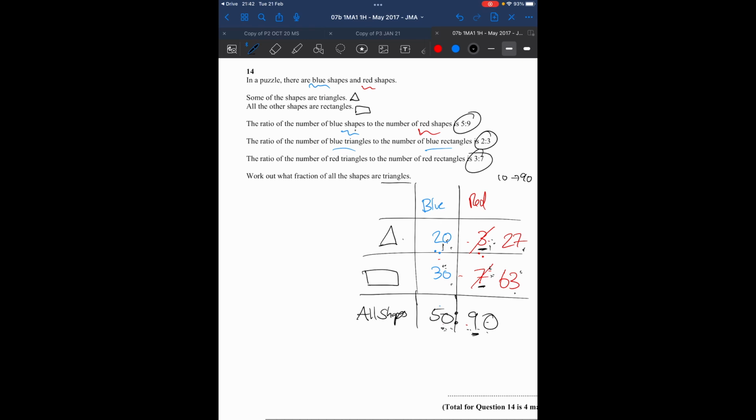So work out the fraction of all the shapes. So all the shapes in my situation is out of 140. There are triangles. Well, how many triangles? Well, there's 20 parts here for the blue and 27 for the red. So it's 47 out of 140. So if you get this kind of question, it's quite a tricky question, but this is one way you can answer it. It's about drawing the table and combining the ratios. Try and make it a bit more visual so you're not balancing so much stuff in your head is my advice for this one.